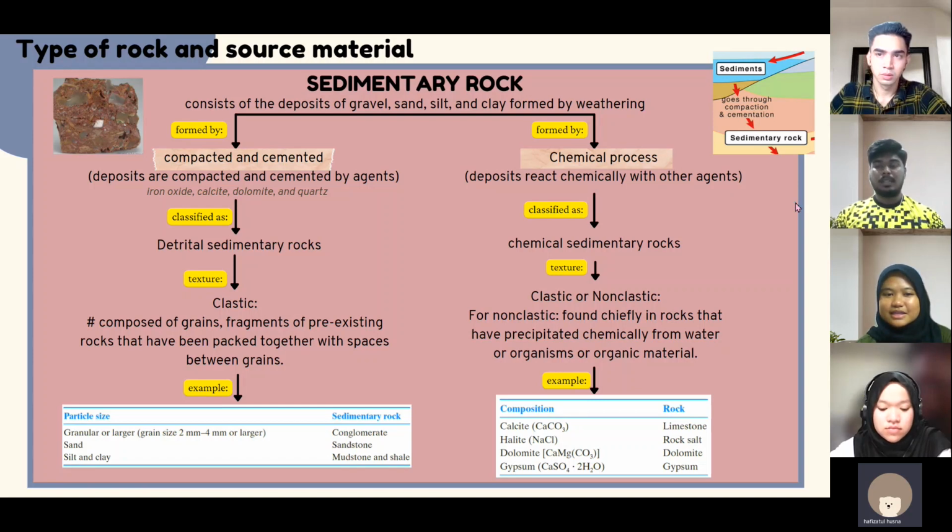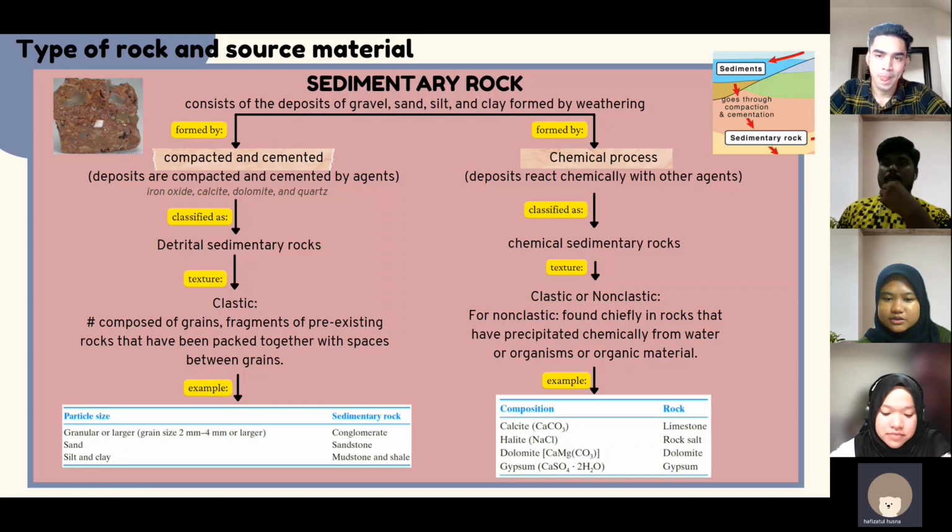It can be classified as detrital sedimentary rocks, and this type of rock has a texture of clastic. Clastic is composed of grains, fragments of pre-existing rock that have been packed together with space between grains. For rock formed by compacted and cemented, for example, for the size granular or larger, the sedimentary rock is conglomerate. For the size of sand, it is sandstone. For the size of silt and clay, it can be mudstone and shale.